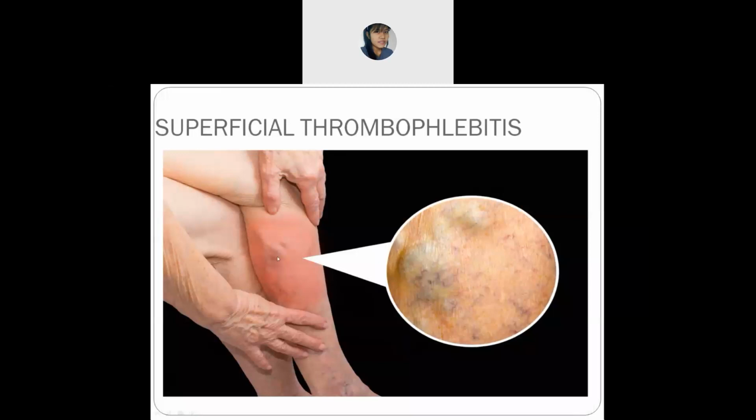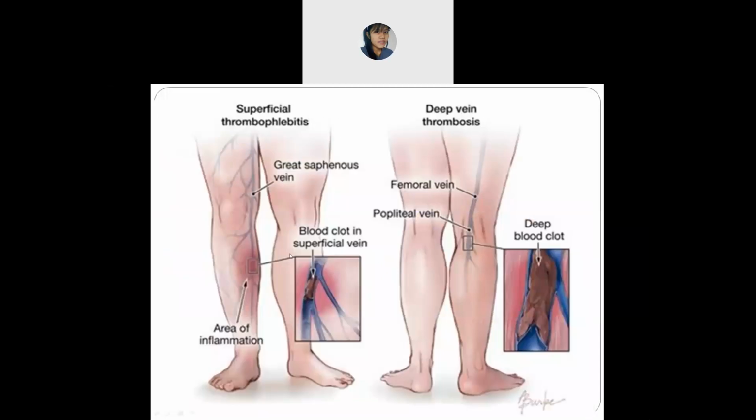This superficial thrombophlebitis is an abnormality in the vein. Okay, superficial. So from the name itself, in which part of the vein will it affect? Deep vein or superficial? Obviously, it will be superficial. So it affects the superficial vein. So this is the superficial thrombophlebitis.